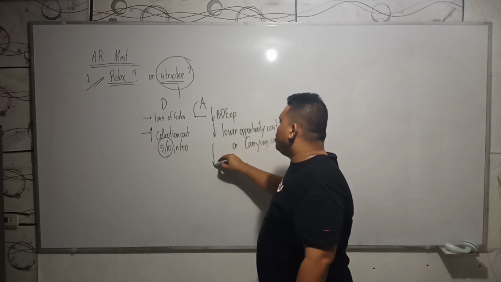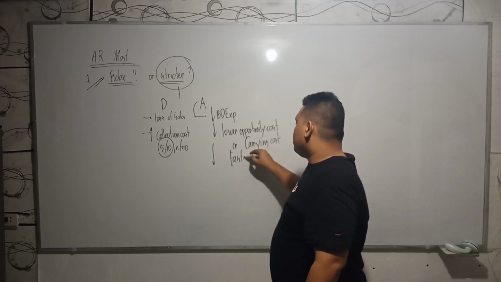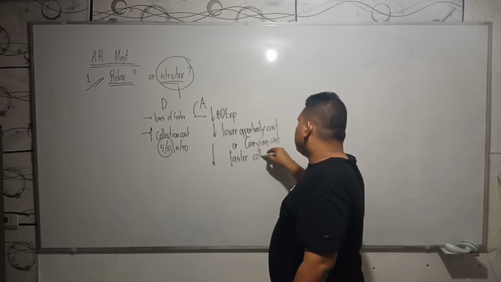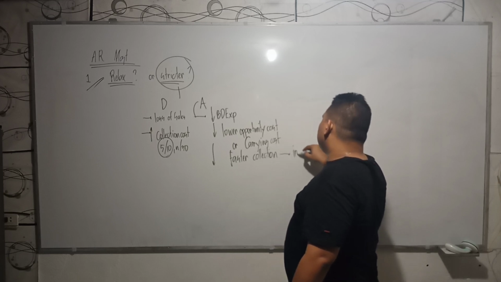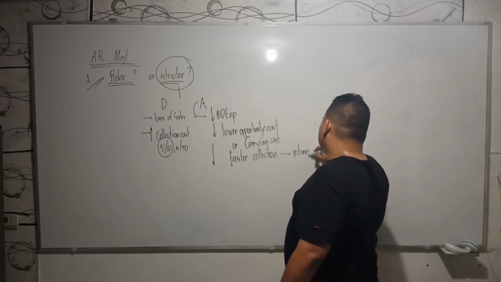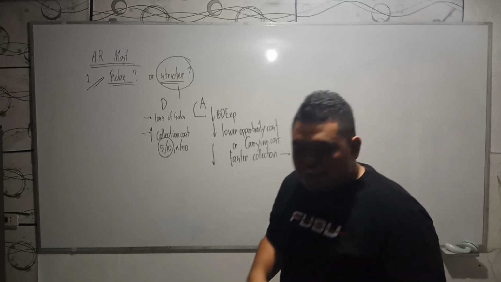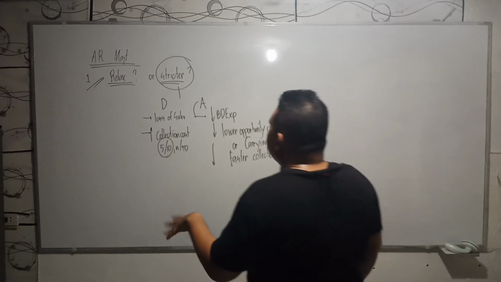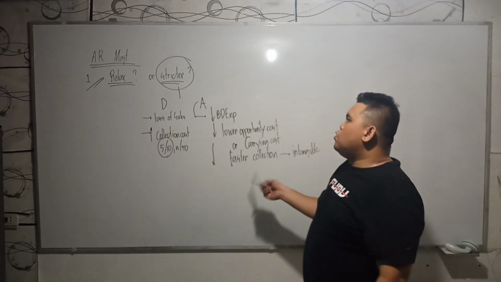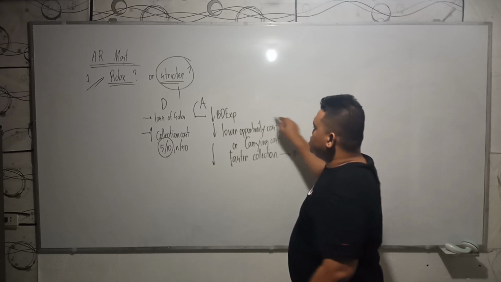Of course, the intangible one that could not be measured is faster collections. So let's label it as intangible. Those are the examples of the disadvantages and advantages of a stricter credit term. So let's talk about this first.